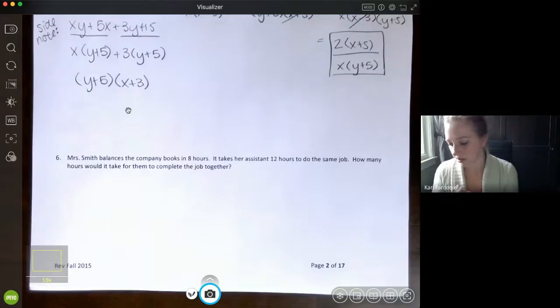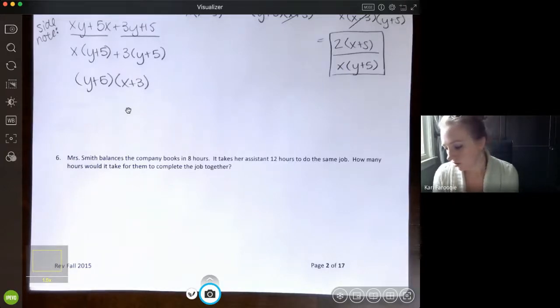But for this problem, you're being given information about 2 people. Mrs. Smith balances the company books in 8 hours. It takes her assistant 12 hours to do the same job. How many hours would it take for them to complete the job together? And knowing that it takes one person 8 hours and the other person 12 hours, you should be getting a good idea of what you're expecting your answer to be.